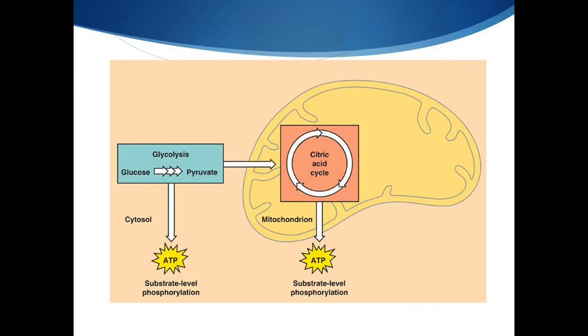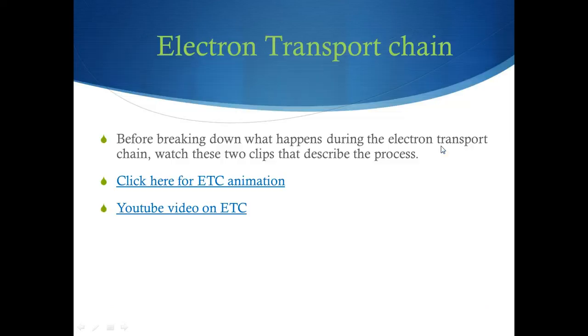So here we have it in picture form. Here's glycolysis, taking glucose, producing pyruvate. You get a little bit of ATP, just 2 molecules of it. That pyruvate enters the mitochondrion. You have the citric acid cycle, or the Krebs cycle, which produces a little more ATP, but it sends those electrons over to the next step. Before breaking down what happens during the electron transport chain, I want you to watch these clips of the process.